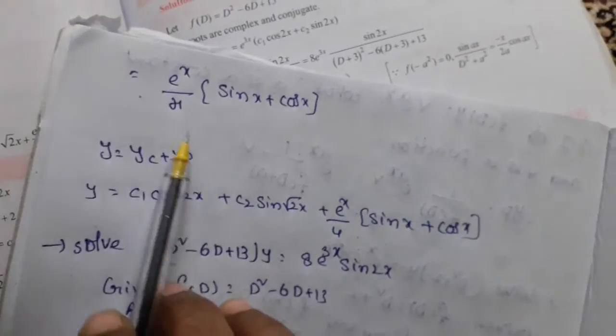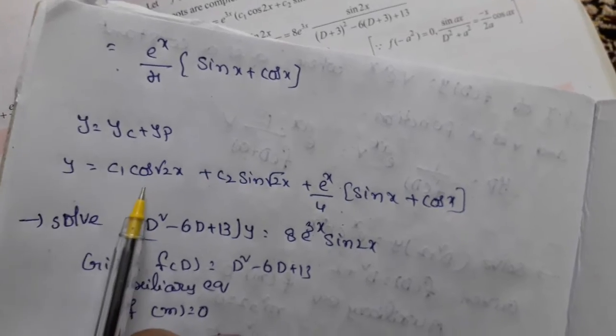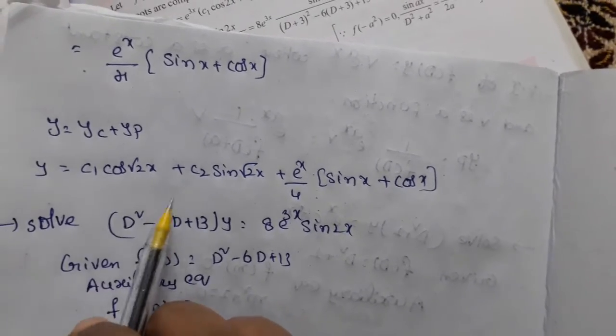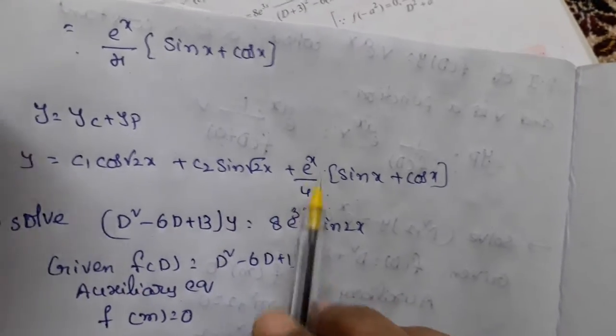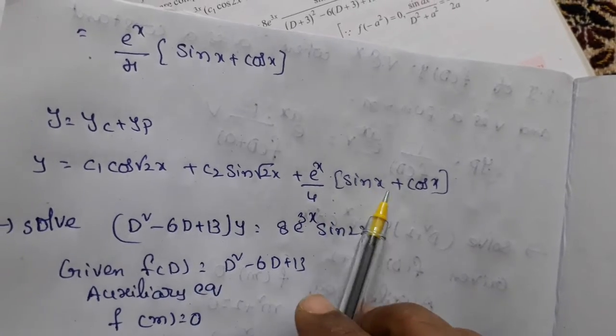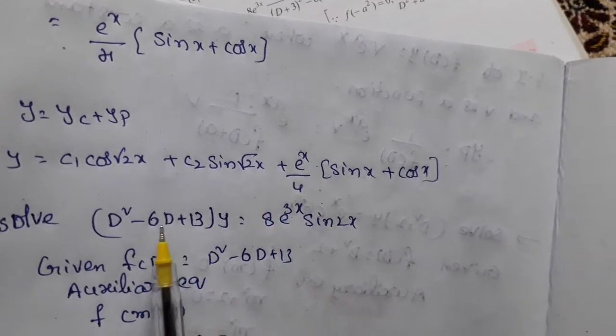So y is equal to y c plus y p. So y is c1 cos root 2x plus c2 sin root 2x plus e power x by 4 into (sin x plus cos x). So let's see another problem.